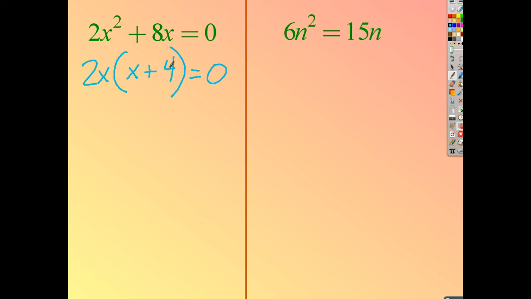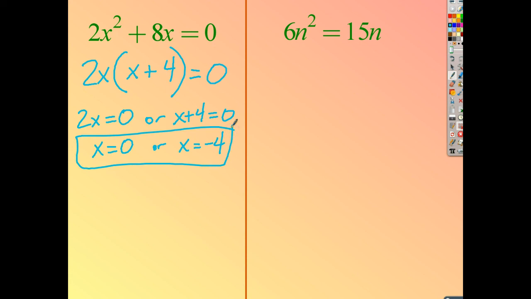And so now what I can say is, because it's a multiplication problem, if either one of these two pieces is equal to 0, then I get 0. So I know that 2x equals 0, or x plus 4 equals 0. Where is that going to be true? That's when x is 0, or when x is equal to negative 4.